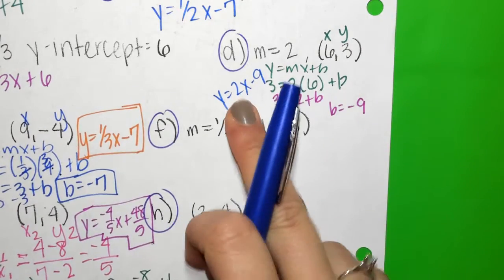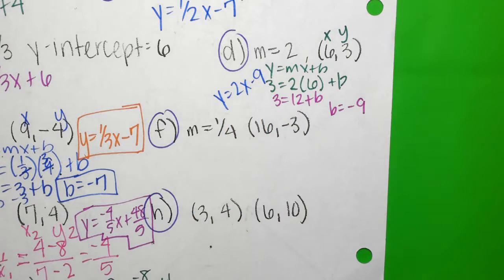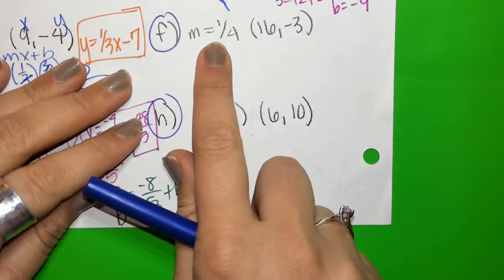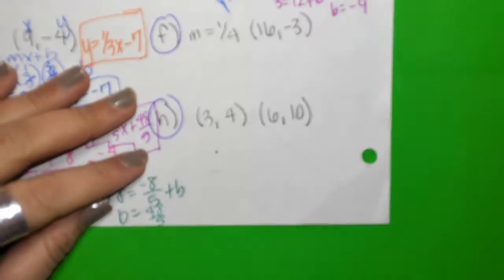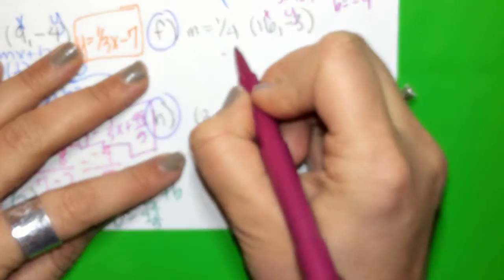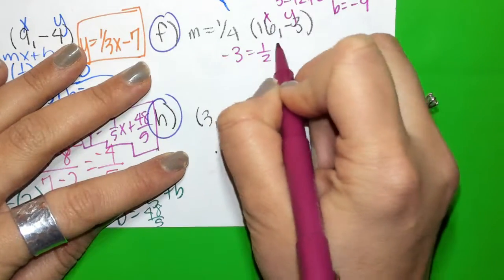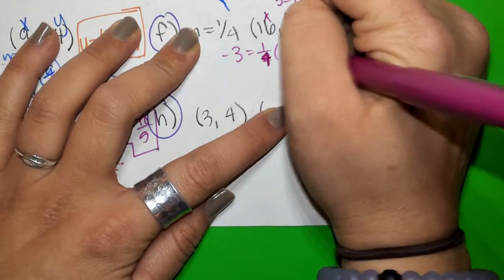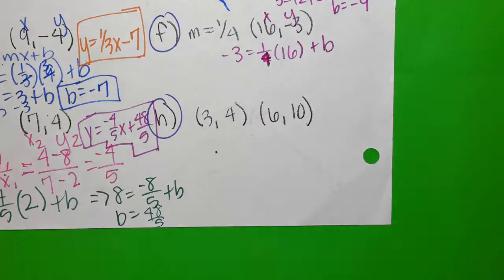All right. Again, did anybody get D right? Hey, that's more than 2. That's exciting. Good job. All right. For F, we had to do the same thing as D. So you would get, remember, this is X, this is Y. Negative 3 equals 1/4 times, that's a 2, Blair, plus B.